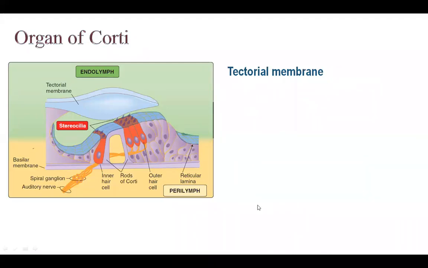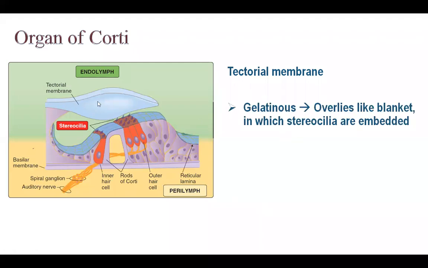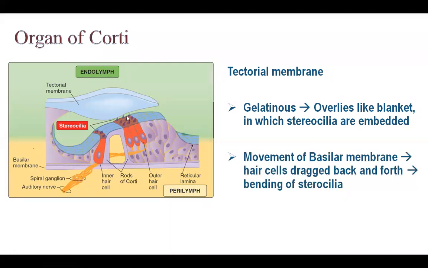Tectorial membrane. Coming to the tectorial membrane, as I have told you, it is a gelatinous acellular structure. It overlies the hair cells like a blanket in which the stereocilia are embedded, meaning they are within the lower side of the tectorial membrane. Whenever movement of the basilar membrane occurs, the hair cells are dragged back and forth, which causes bending of the stereocilia.